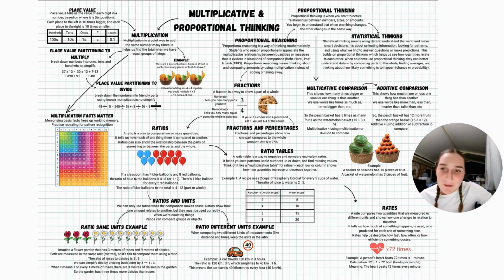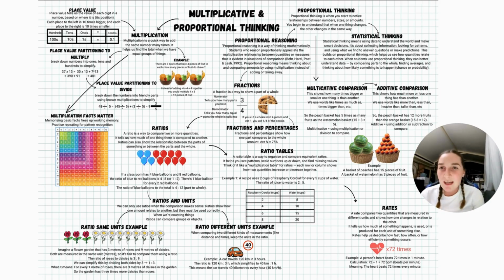Now let's build from this to ratios. So ratios are slightly different. Ratios are a way to compare 2 or more quantities. It tells you how much of one thing there is compared to another rather than its parts to one thing. Ratios can also show the relationships between different parts of something or the whole.